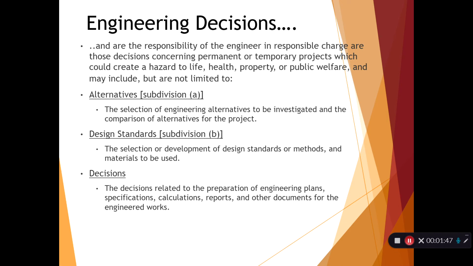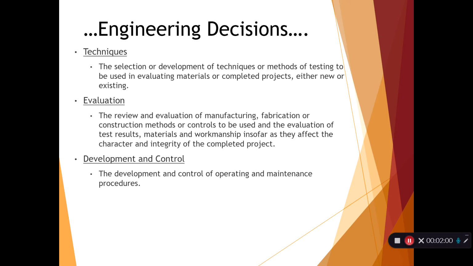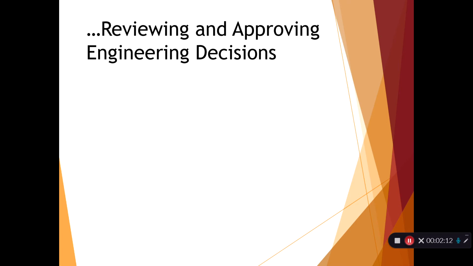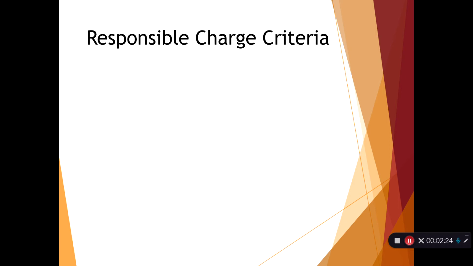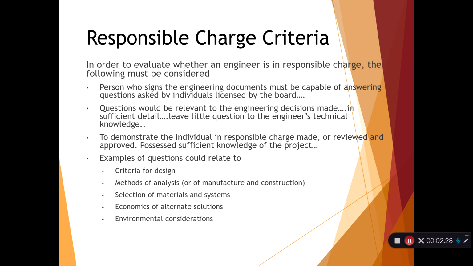So if there's a use of alternatives for design applications, using design standards, or the effect of those decisions that are made within the design process, all are under the licensed engineer. It continues on with techniques and evaluation and the development of control. There could be things dealing with operations and maintenance, all that are conveyed underneath the license. For reviewing and approving engineering drawings, you have to be physically present, and you'll provide a review and approval of the communication devices used for implementation. The responsible charge criteria continues as it expands upon questions that are applied, demonstration of knowledge, and various examples that are listed here on this slide for the criteria of design, methods of analysis, economics, environmental, selection of materials.